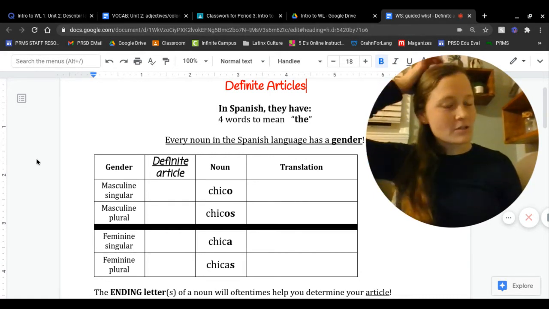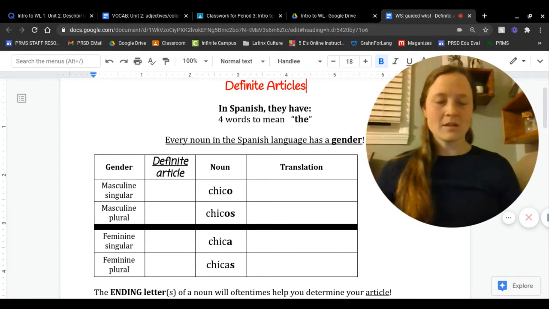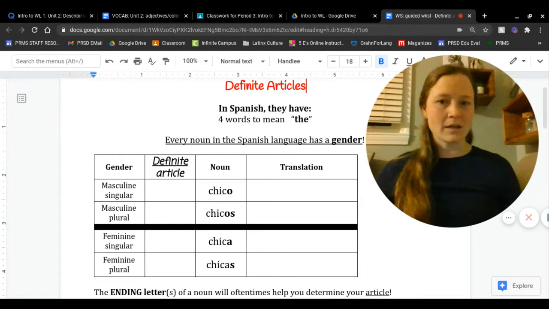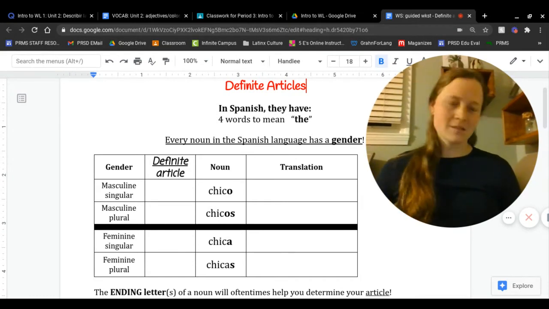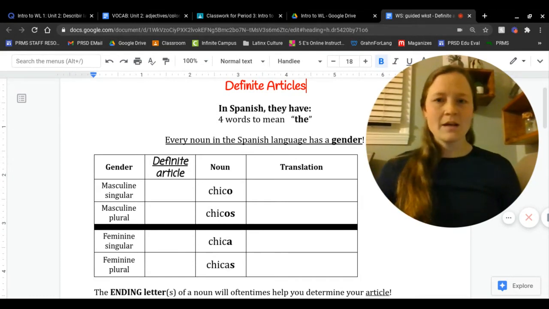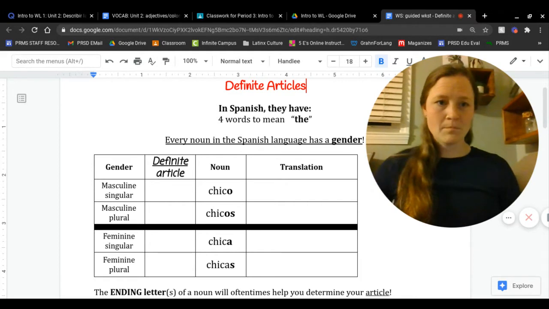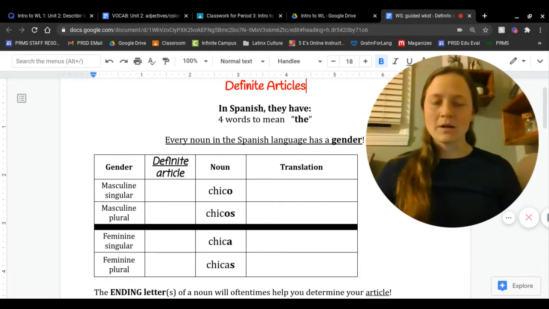And first thing we're going to do is talk about words for "the" in Spanish. Thrilling. We are going to get into adjectives eventually, which are words that describe, like tall, short, nice, funny, athletic, stuff like that. But before we do that, we have to know how to use our nouns in Spanish, our persons, places, and things. So we're going to talk about articles, is what they're called in Spanish.